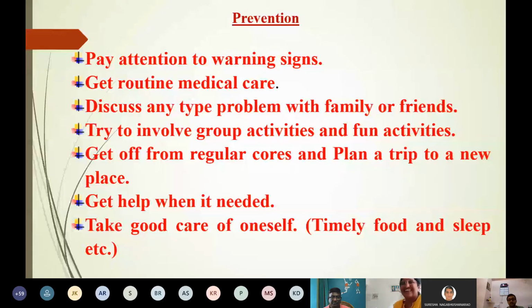Whether my earlier life was better, or this is better, or this is worse, like that. So that will give us a different scenario, so that we can come out of our regular traumatic situation, experience something new, and then slowly get back to work. That's what. Let's get help when it is needed, and then take good care of oneself, with timely food and sleep, etc.